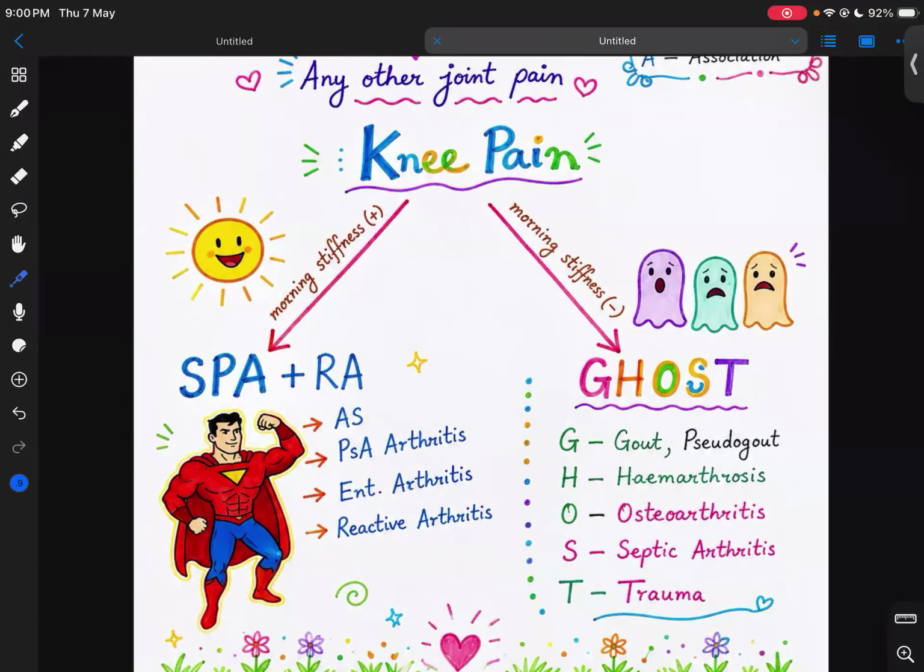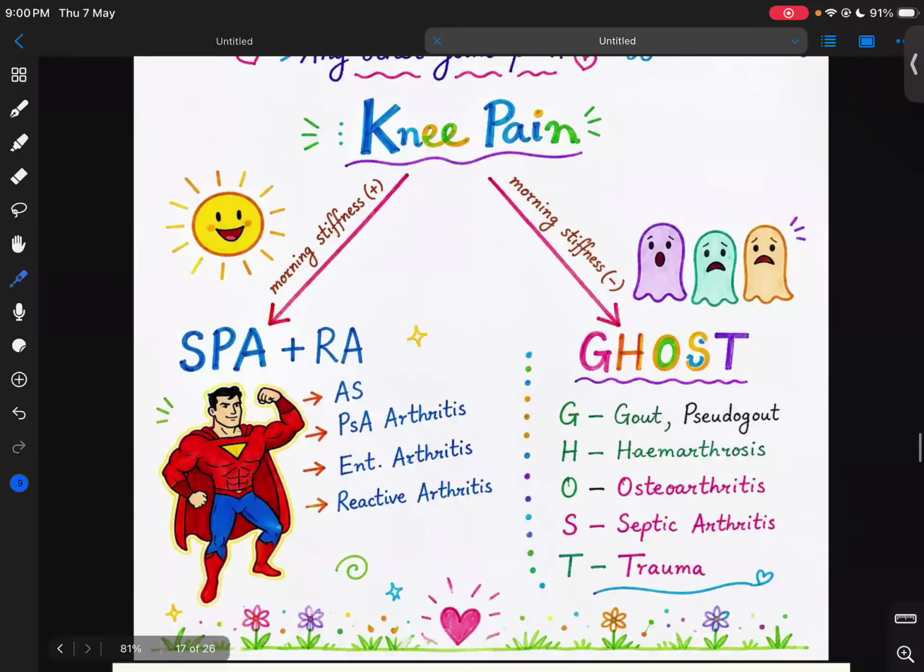If the patient complains of no morning stiffness, then this is mechanical. The mnemonic is GHOST. Here G goes for gout and pseudogout. H goes for hemarthrosis. For the PACES exam, sorry, let me tell you later on. O goes for osteoarthritis. S goes for septic arthritis. And T goes for trauma. Let us come to them one by one.